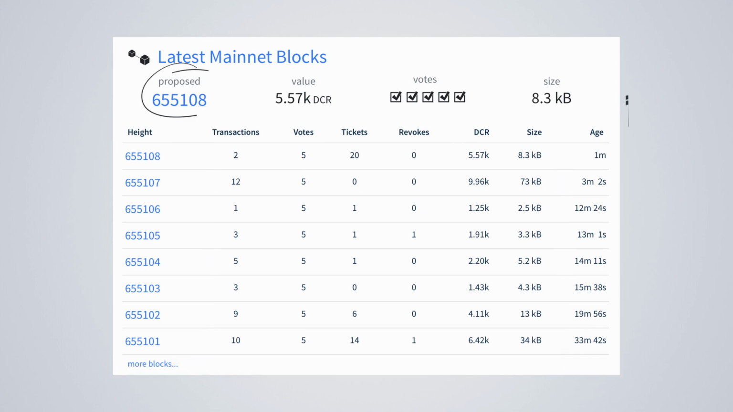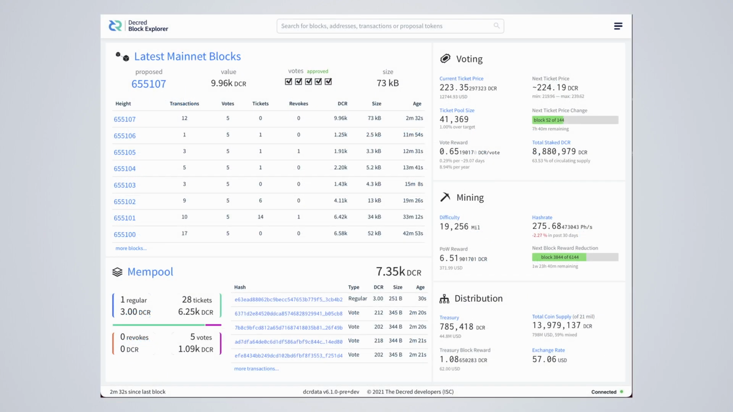The latest block section also shows how many blocks the chain has mined since the Genesis block, how many transactions each block contains, how many votes validated each block, how many tickets were purchased, how many revokes each block had, the number of DCR coins transacted, and finally the size of each block. Decred's maximum block size is approximately 0.39 megabytes.